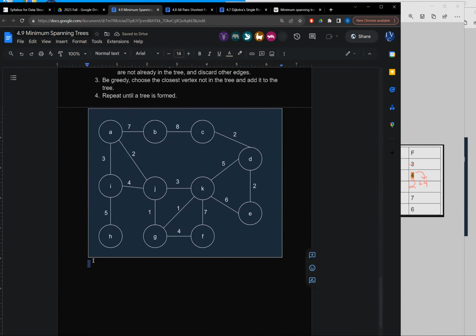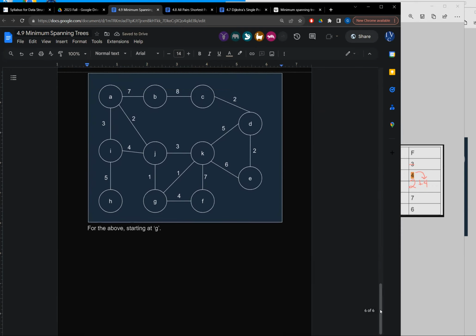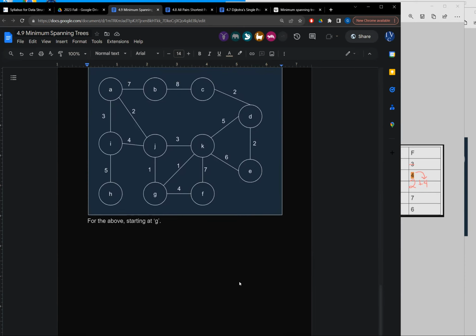All right, so for the above, starting at G. Gotta start somewhere. My name is Glenn, so yeah, I'm selecting G, obviously purely natural. No coincidence at all. All right, G is in the tree.